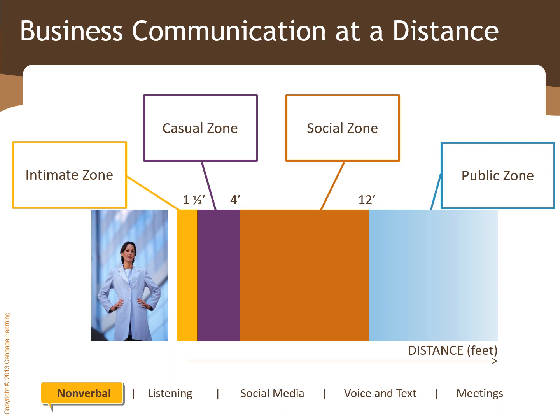So the closest zone is what is called the intimate zone. This is where only people with close relationships should stand or sit next to you. And then we have the casual zone. This is probably like 4 feet away. And then we have the social zone, and the farthest is the public zone. So you need to assess the situation and the person. Try to understand what their preferences are when it comes to sitting and standing close or far away.